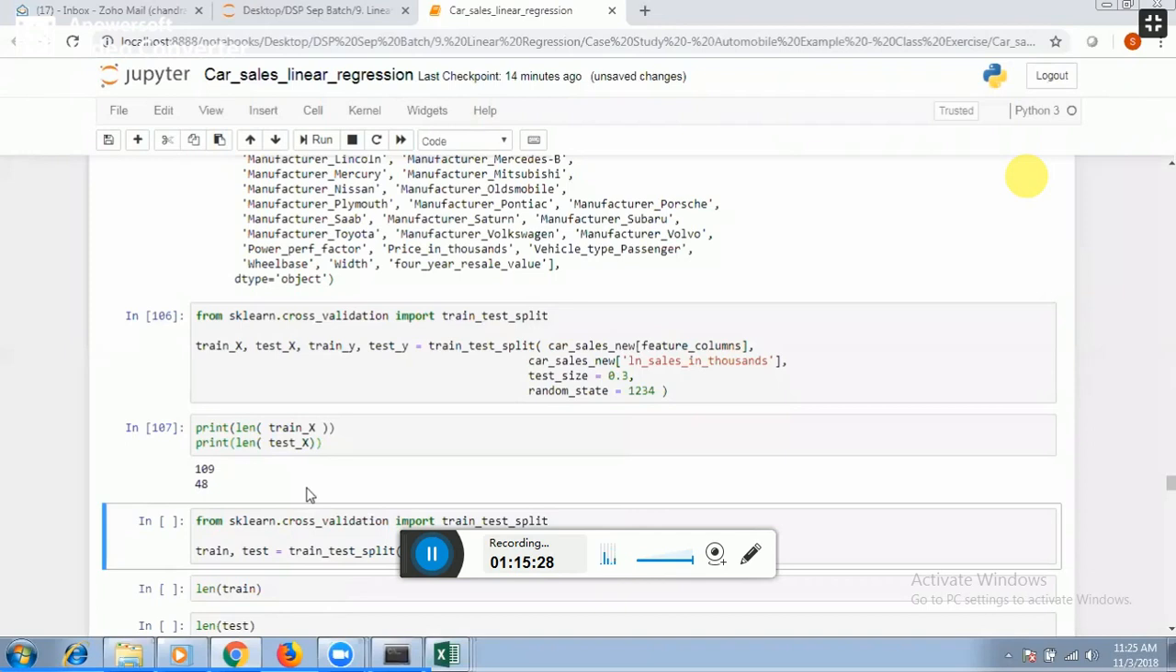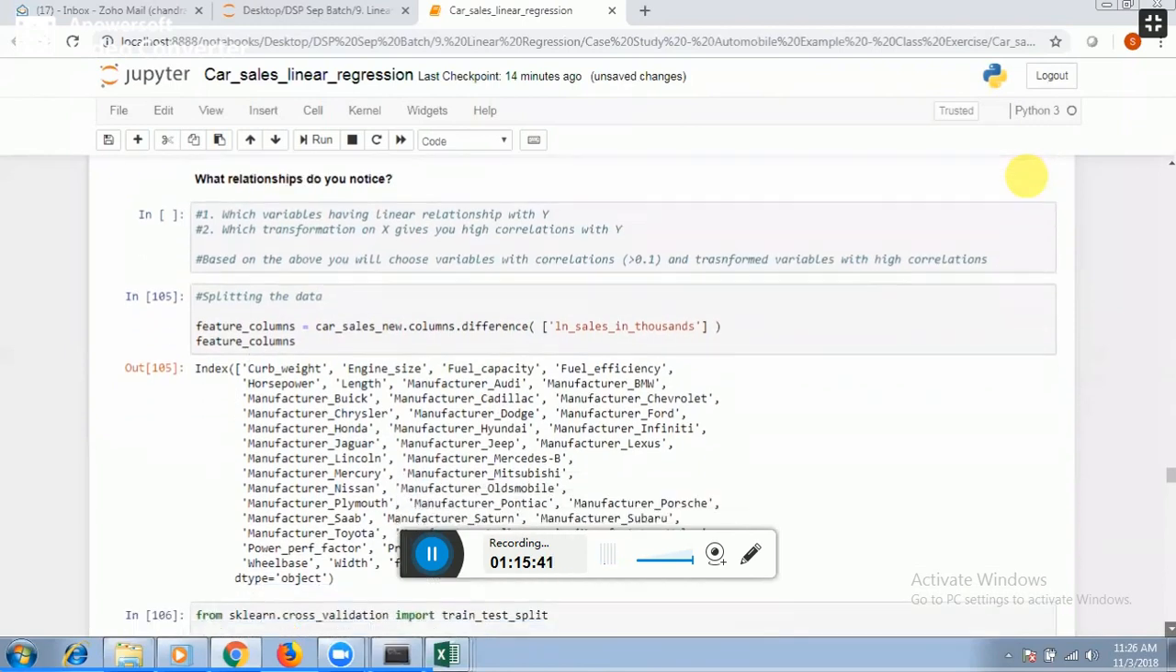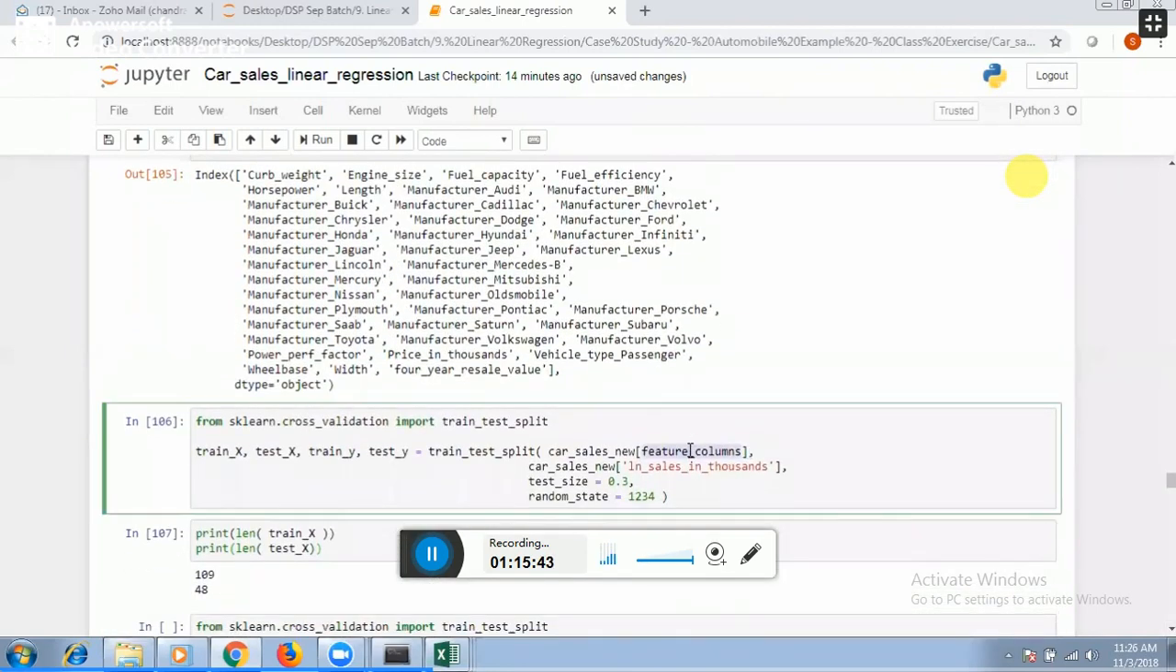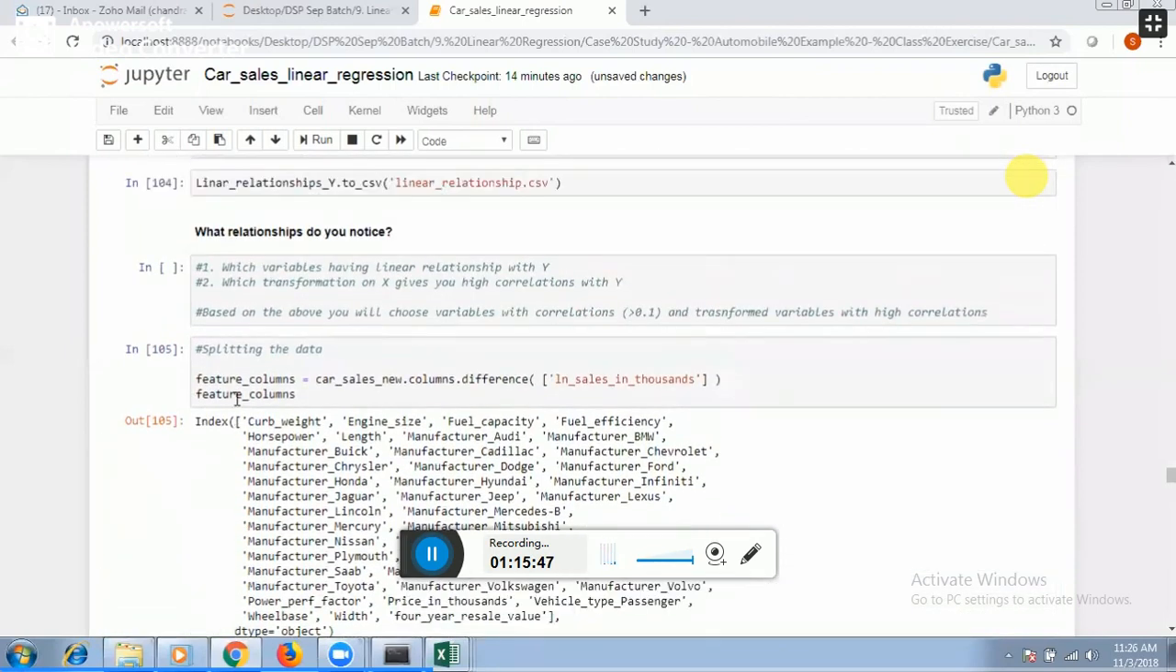Chandra, over here for code line number 106, for the train test split, car sales new feature columns, should you consider all the other values that you have mentioned above? Yes, all the X variables in your data. The feature columns, I extracted feature columns from here, right? The column names. Okay. So for those columns that are having less correlation, are we not dropping them? Of course, at this point of time, I did not drop them, but yes, ideally you should drop them.